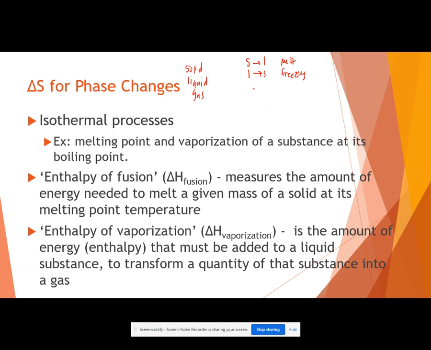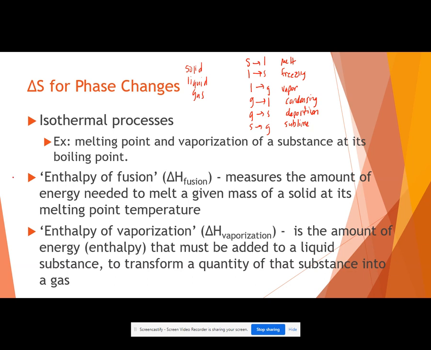If you go from a liquid to a gas, vaporizing. If you go from a gas to a liquid, you are condensing. You even have, if you go from a gas to a solid, this is known as deposition. And then if you go from a solid straight to a gas, this is known as sublimation. So melting point and vaporization of a substance at its boiling point would be good examples of this isothermal process or these phase changes.